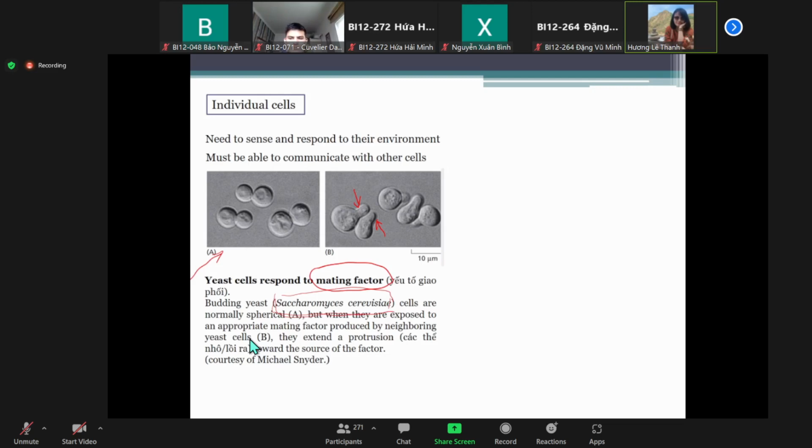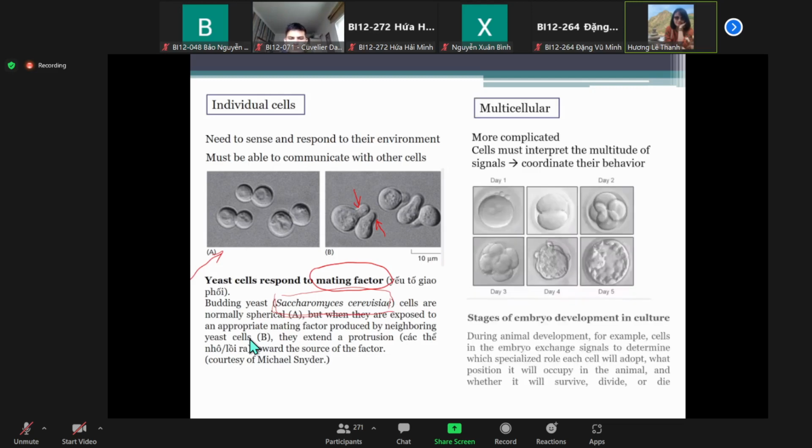And what about multicellular organisms? They are more complicated. Here in the picture, we have pictures of the different stages of embryo development in culture.